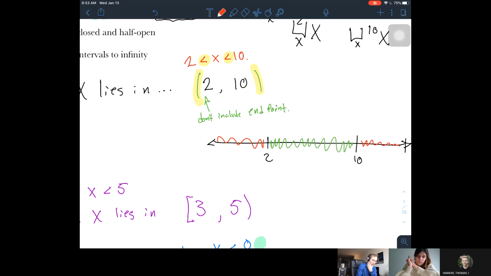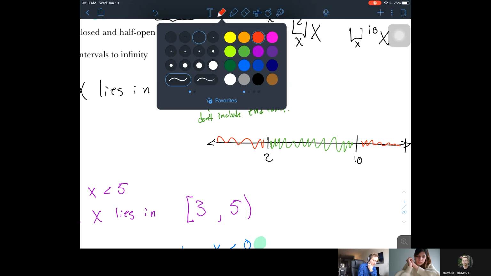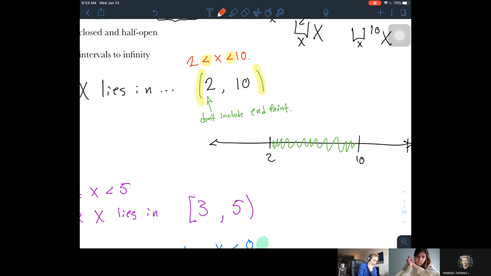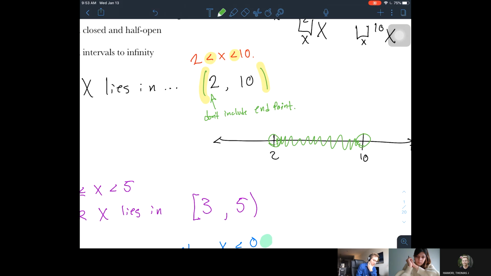So let me ask you, on our number line here, should we have open dots or closed dots? Open. Open. That's right. Yeah, we should have open because we have parentheses and strictly less than signs.